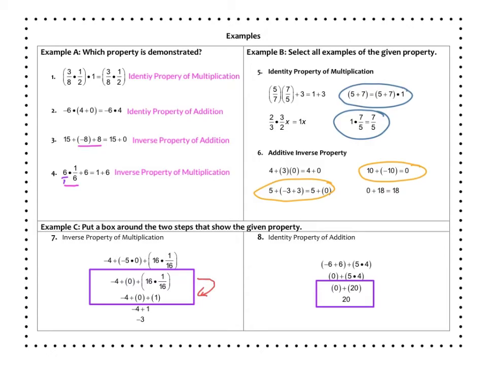In number 8, again, I have 0 plus 20, so that's one step. It doesn't actually complete the property. But then when it equals 20, then I know the property's been performed. So remember, you're looking for one step to set you up for the property and the second step to complete the property.